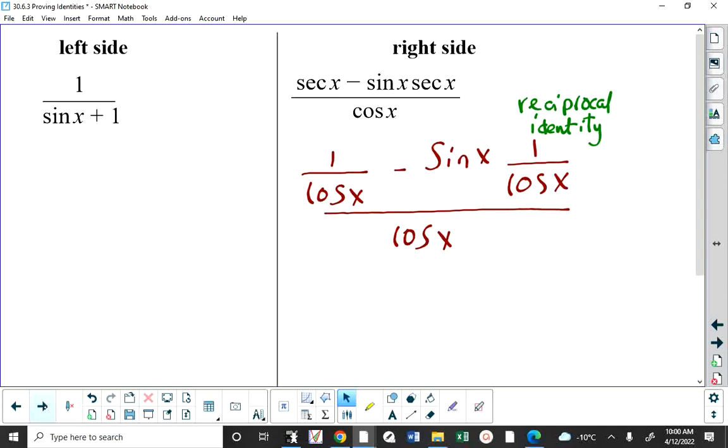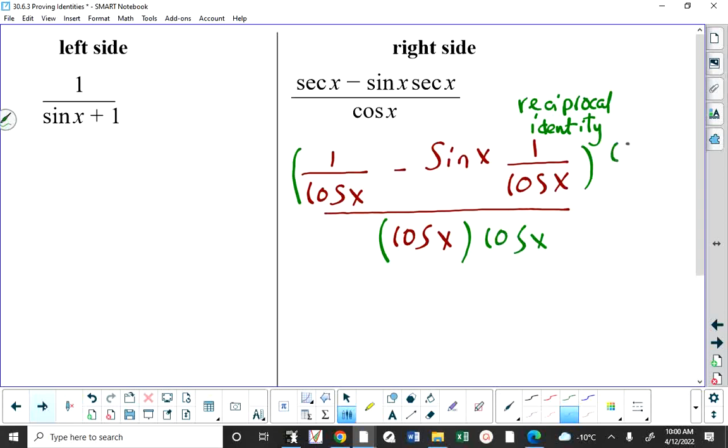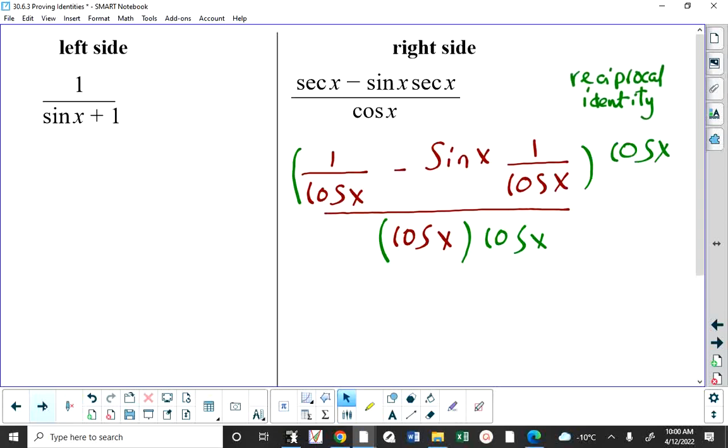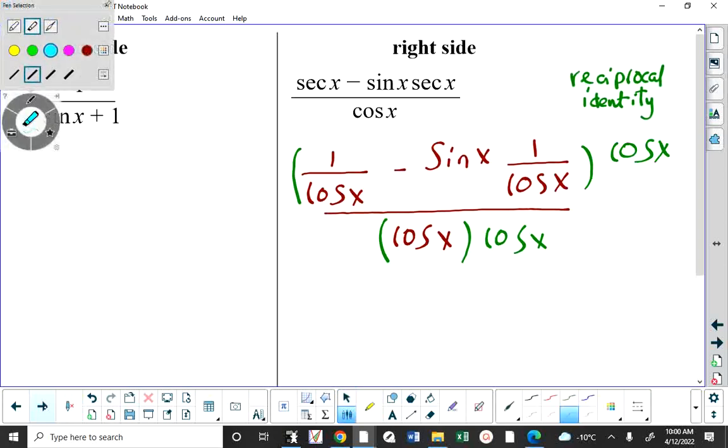Okay. We're going to now multiply the top and the bottom by cosine of x, because we would like to get rid of this and this, right? This is the quickest, most direct way of simplifying a complex fraction.